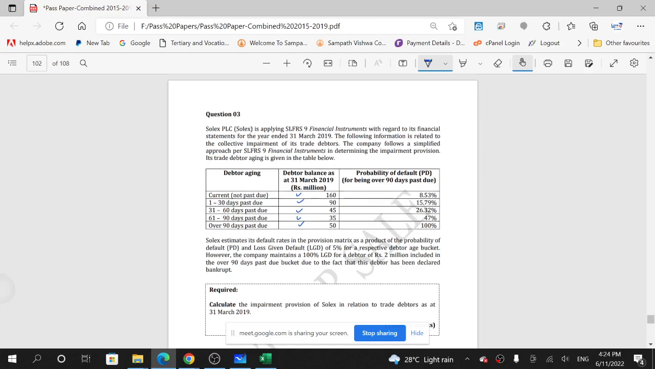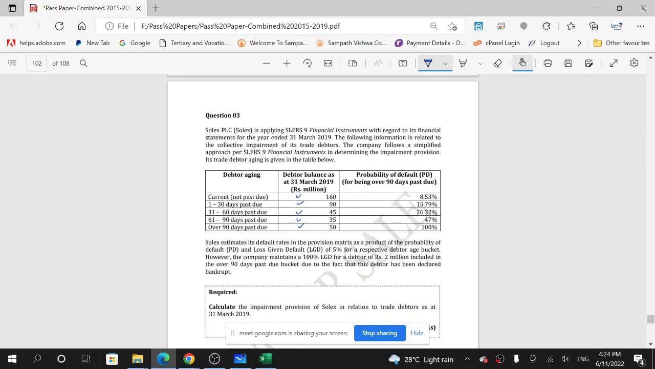Solex estimated its default rates in the provisions matrix as a product of the probability of default and loss given default, which is 5% for the respective debtor age buckets. However, the company maintains 100% LGD for a debtor of 2 million included in the over 90 days past due bucket, due to the fact that this debtor has been declared bankrupt. Calculate the impairment provision of Solex in relation to the trade debtors as at 31st March 2019. Right, now you need to calculate the impairment.